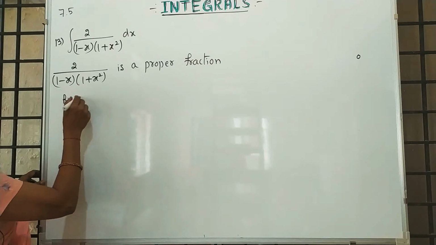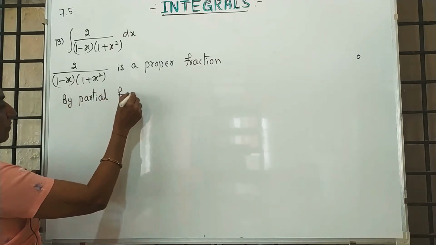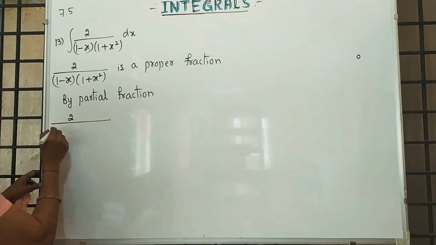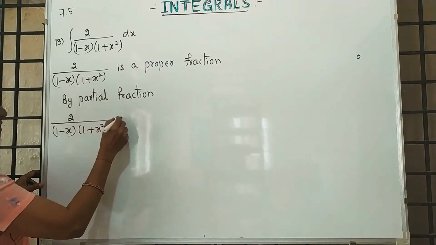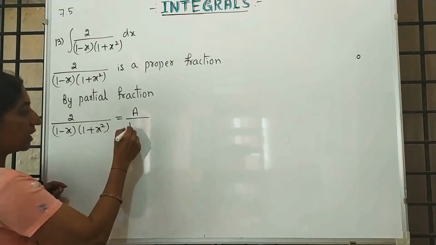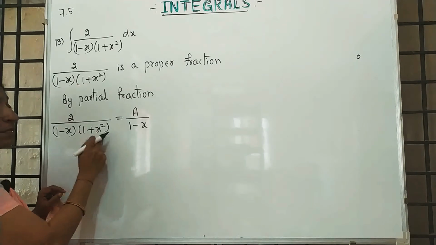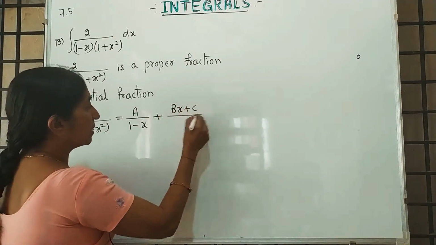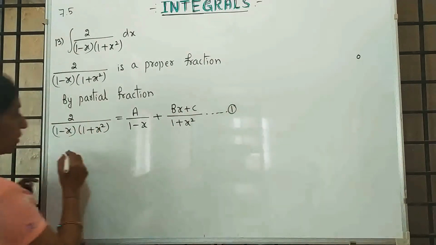Next, by partial fraction, 2 upon (1 minus x) into (1 plus x square) is written as: see, the first bracket is a linear factor, that's why it is A upon (1 minus x). The second one is a quadratic and further splitting is not possible. So it is (bx plus c) upon (1 plus x square). Let us call this equation 1.